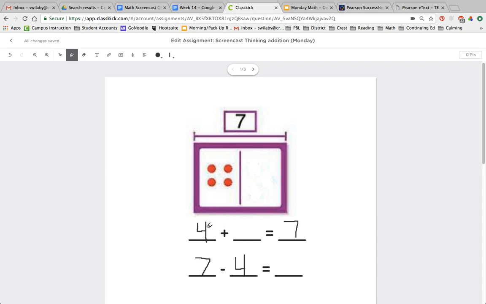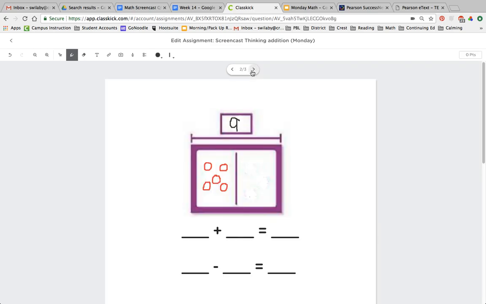Since I know my addition facts, I know that 4 plus 3 equals 7. So if I know that 4 and 3 more, 5, 6, 7, if I know that 3 more put together with 4 is 7, then I know that 7 minus 4 equals 3. Let's do another example together.